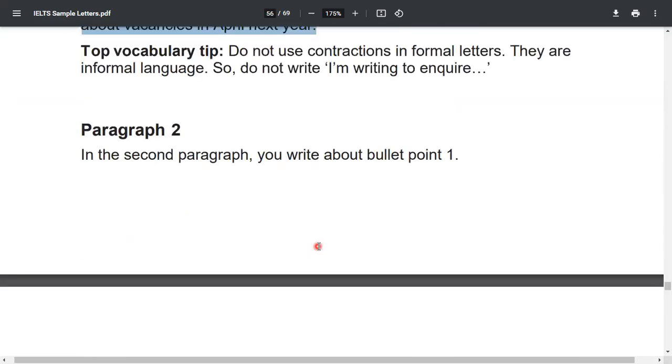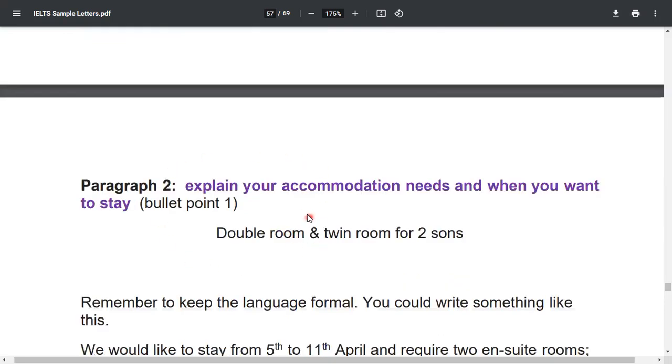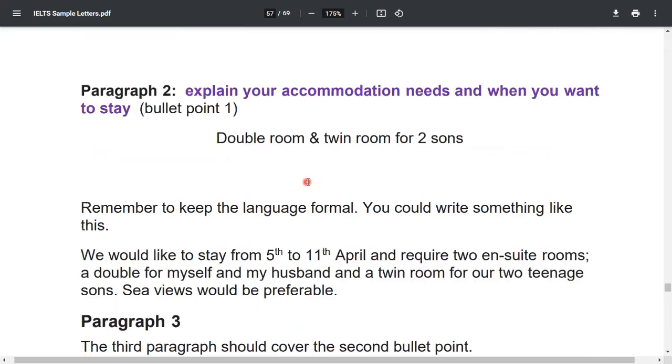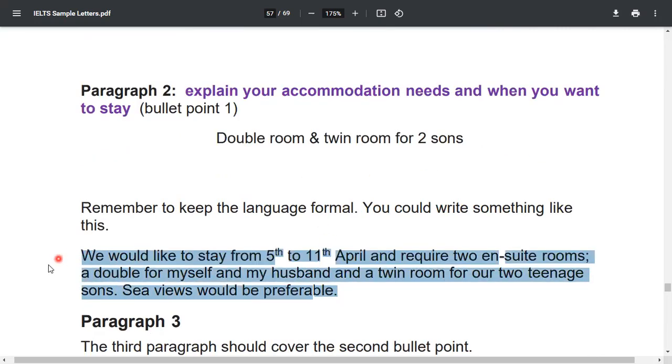Now, for the second paragraph, which is the answer of the first question that says, explain your accommodation needs and when you want to stay. So let's read the example answer together. We would like to stay from 5th to 11th April and require 2 ensuite rooms, a double for myself and my husband, and a twin room for our 2 teenage sons. Sea views would be preferable. Amazing. When you have ensuite rooms, it means 2 connected rooms. Okay, so it's an amazing answer for the first question.